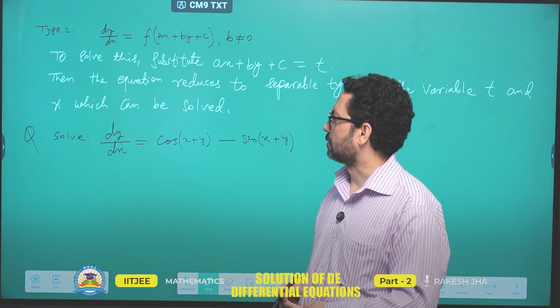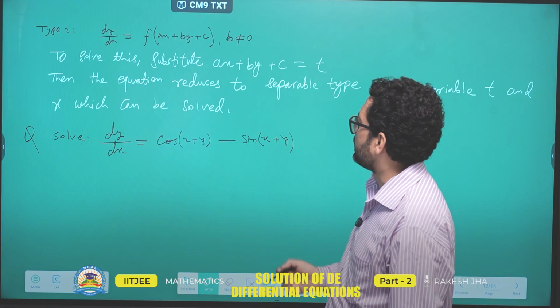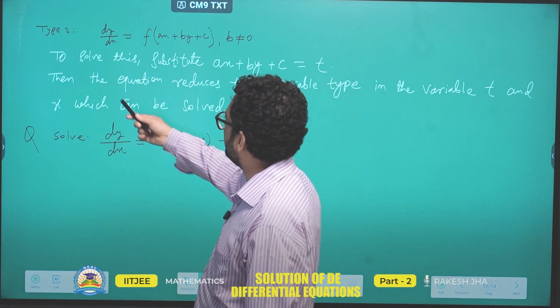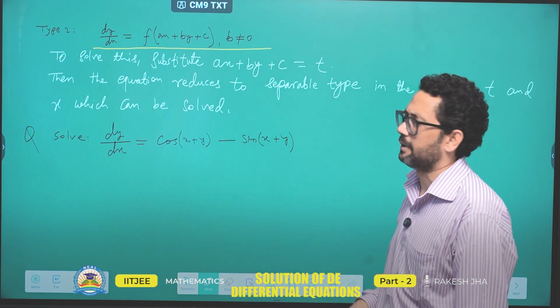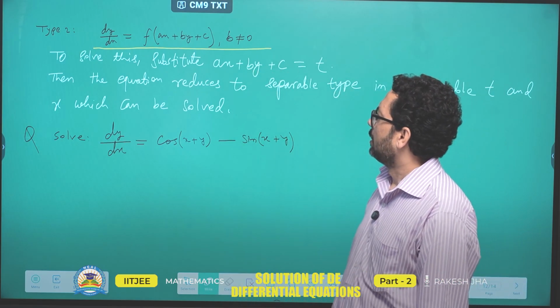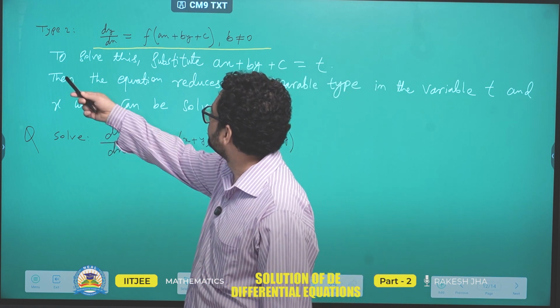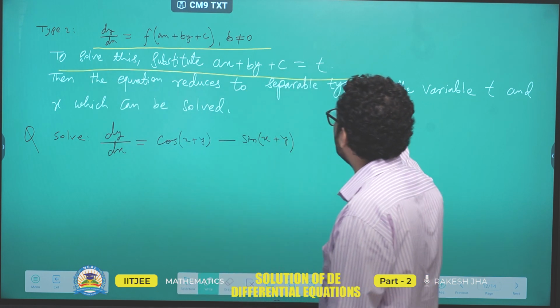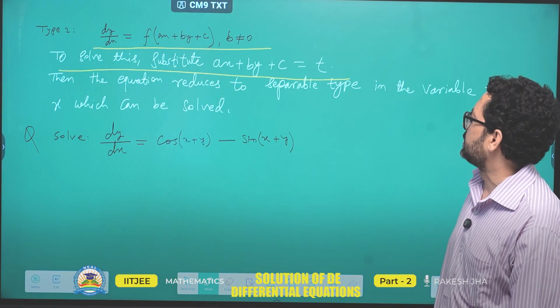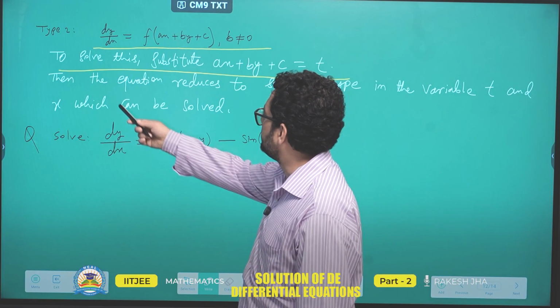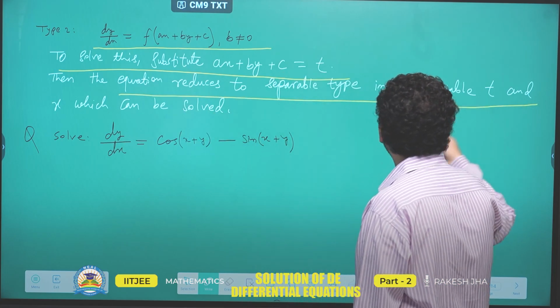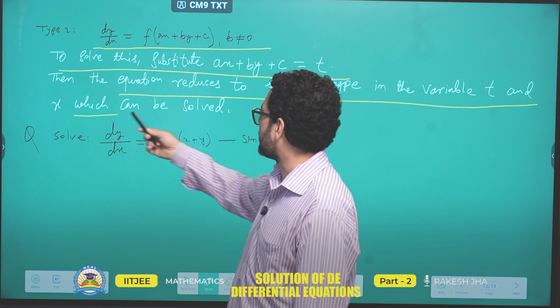x and y. So what is this method saying? It is saying dy by dx is f of ax plus by plus c, where b is not equal to 0. To solve this, substitute ax plus by plus c is equal to t. Then the equation reduces to separable type in the variables t and x, which can be solved.